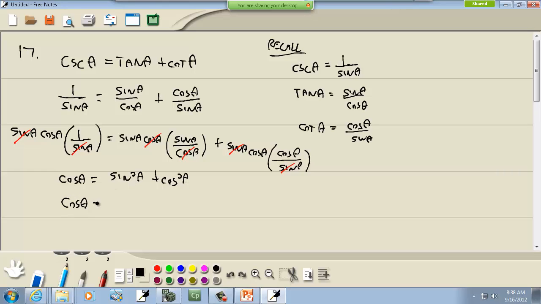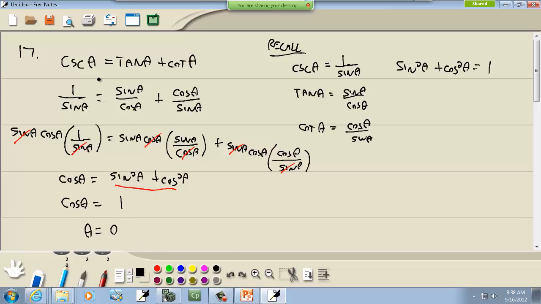Now this one even works out even nicer because recall sine squared theta plus cosine squared theta is equal to 1. So this right hand side just becomes 1. And the only place where cosine is equal to 1 is at 0. So that'd be your answer. Maybe. I shouldn't have circled that yet.